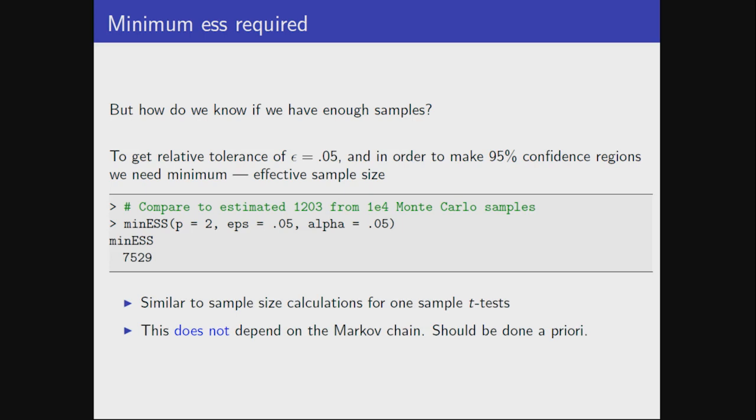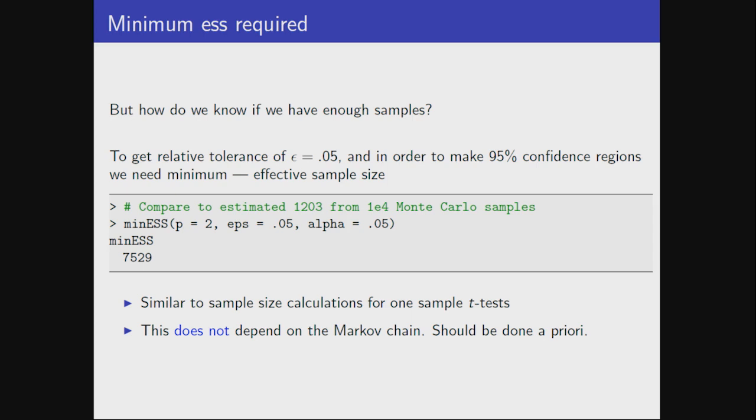Well, there's this function called minESS, and it essentially does what we do in a one sample t-test. If we want to make a confidence interval of some half width, let's say 95% confidence intervals, and we have an estimate of the variance, we can find the sample size, right? That's our stat maybe 101 or 201. Similarly, here instead of a half width, we have a relative tolerance, and that's some epsilon, and a general value for that could be epsilon equals 0.05.